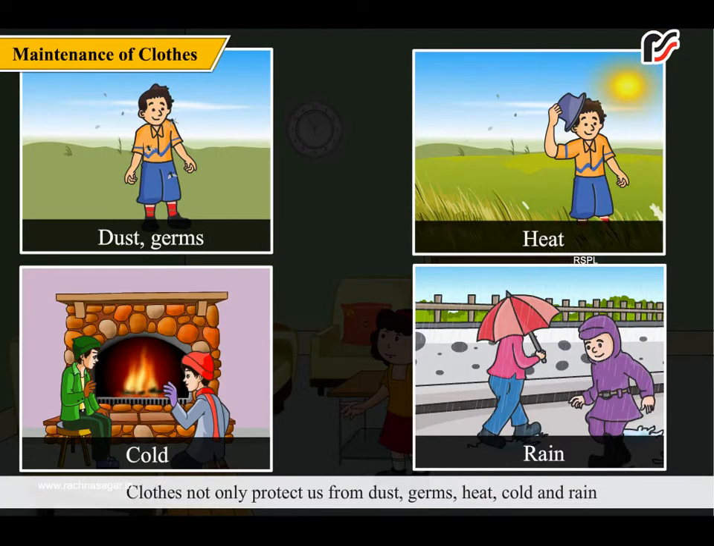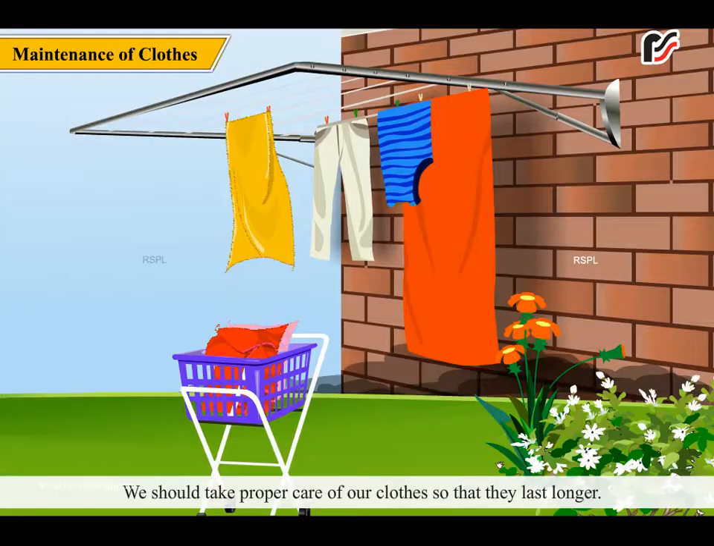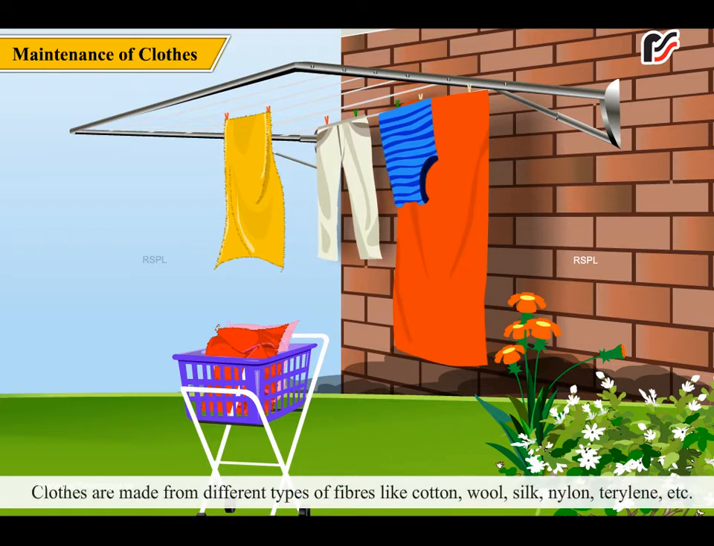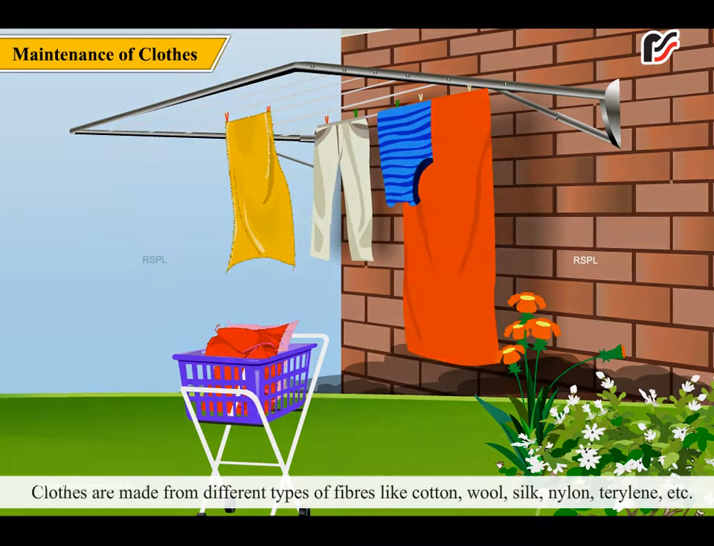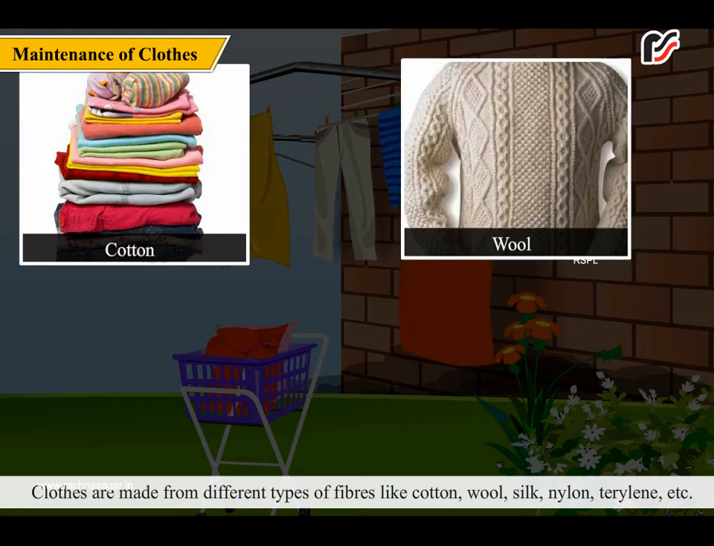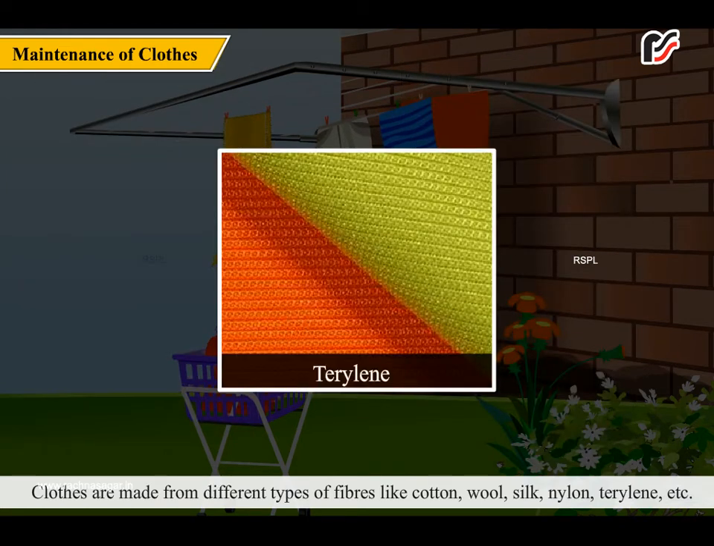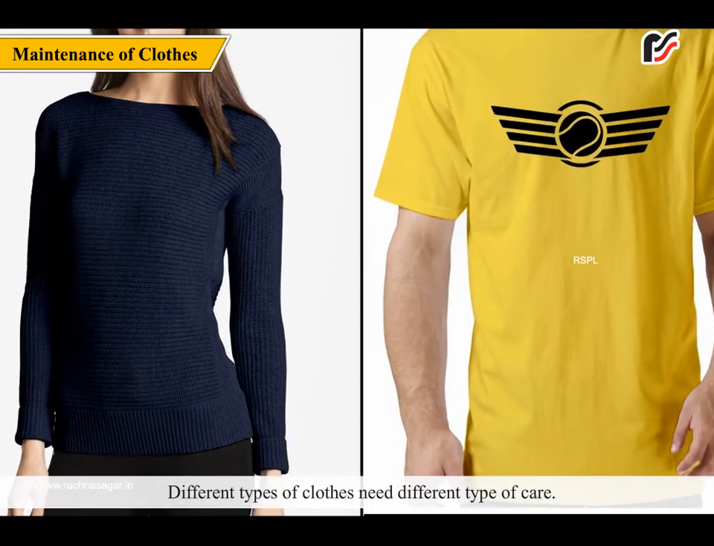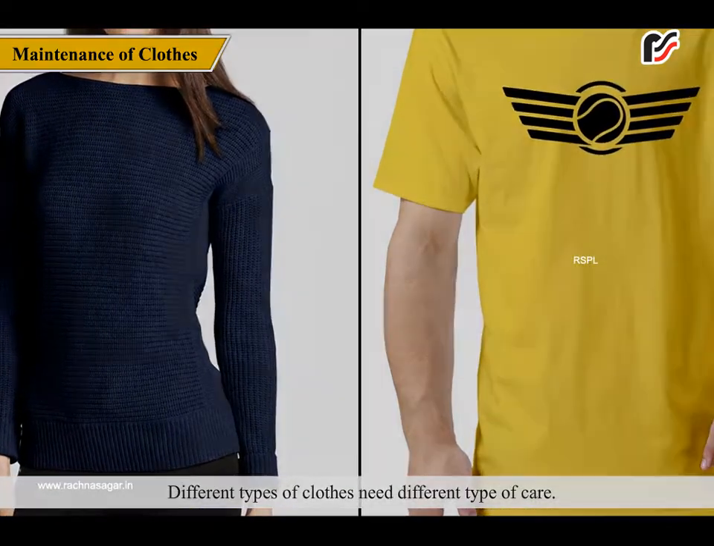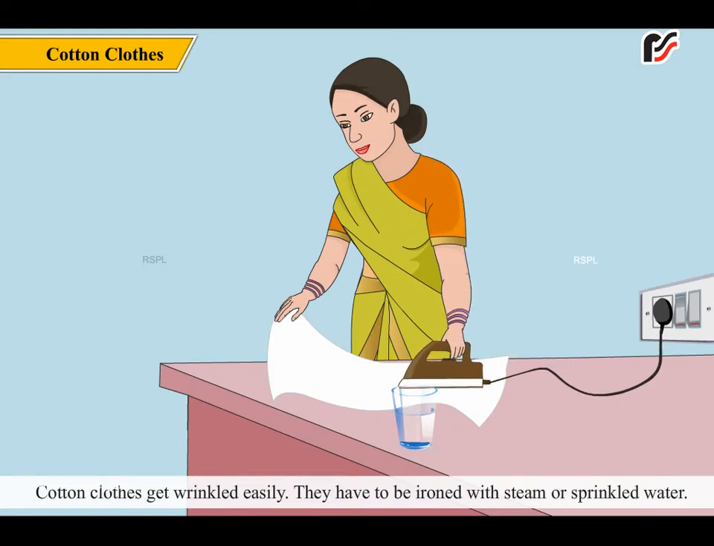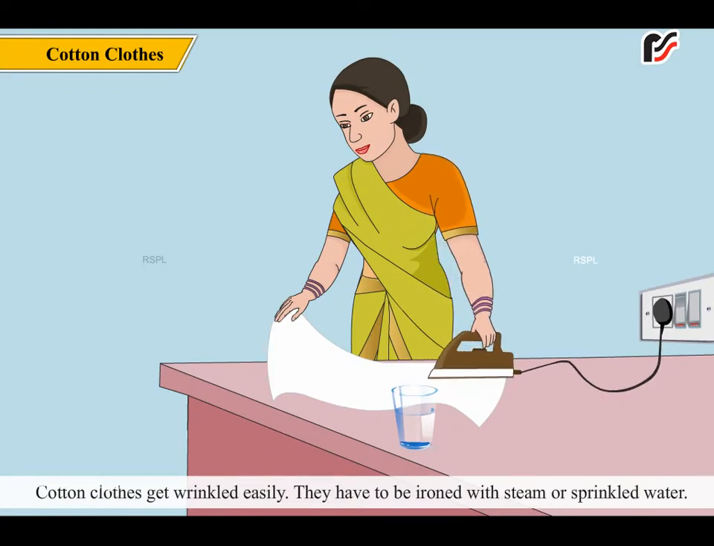Clothes not only protect us from dust, germs, heat, cold and rain, but also make us look attractive. We should take proper care of our clothes so that they last longer. Clothes are made from different types of fibers like cotton, wool, silk, nylon, terylene, etc. Different types of clothes need different types of care. Cotton clothes get wrinkled easily. They have to be ironed with steam or sprinkled water.